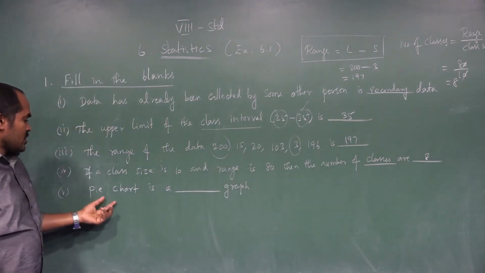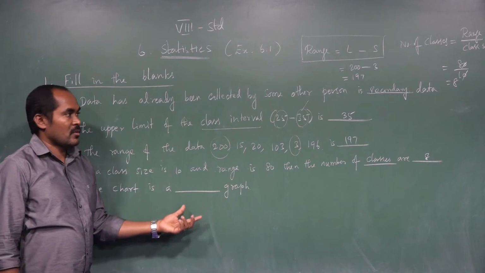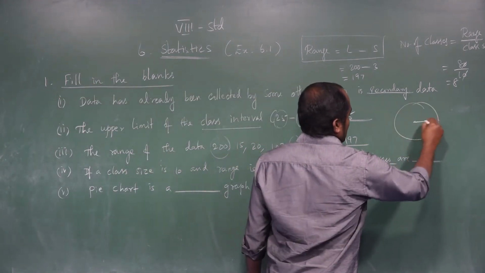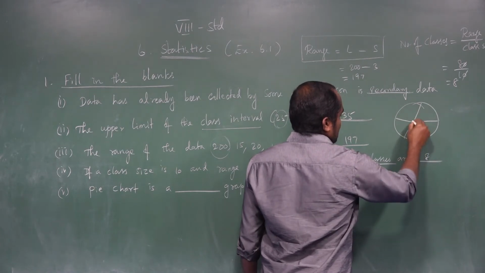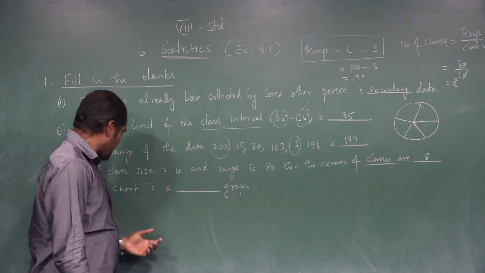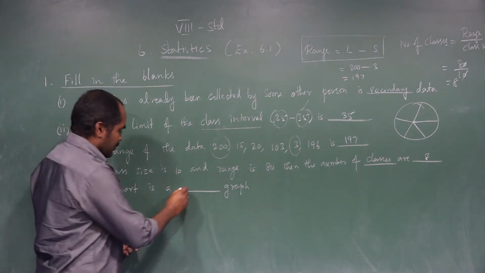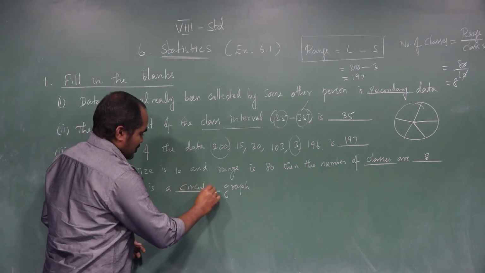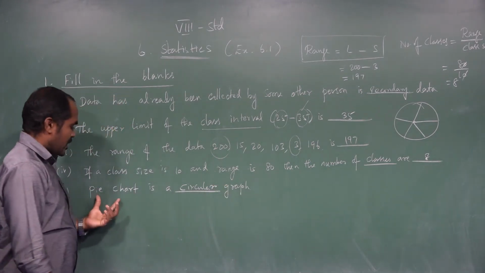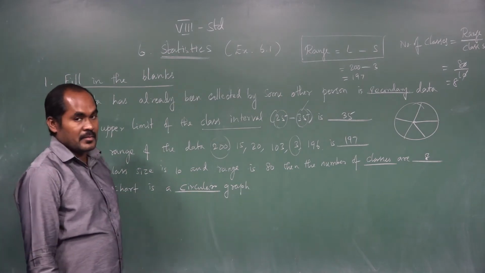Next, pie chart is dash graph. Pie chart is a circular graph. Listen, this is an example of a pie chart. A pie chart is a circular representation, a circular graph.